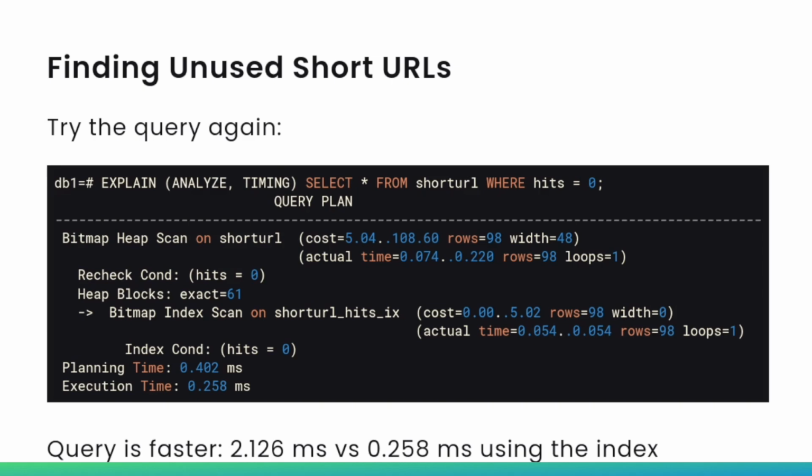This time, we can see that Postgres used our index on the hits column to do a bitmap index scan, and then used the results of this bitmap index scan to access the table. This is the part that says bitmap heap scan. You can see the heap blocks 61, which means that Postgres ended up reading 61 blocks from the table using our index. We can also see that the timing is lower. Previously it took 2 milliseconds, but now it only takes 0.2 of a millisecond to execute the query using our index.